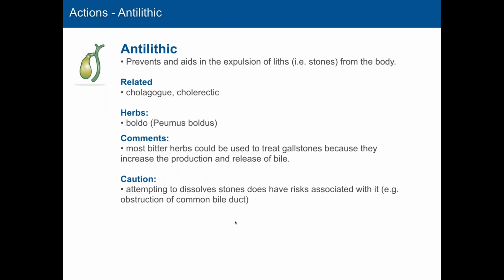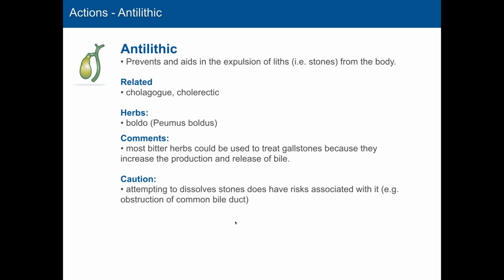Now, another action worth mentioning is anti-lithic. A lith in Latin or Greek basically means stones. If you've studied art or like art, lithographs are a type of print made by taking stone and using acid to etch it, and then they'll apply some kind of paper and make a print from it. So that's what a lithograph is. An anti-lithic herb means anti, against, lith, stone. It helps break up stones.